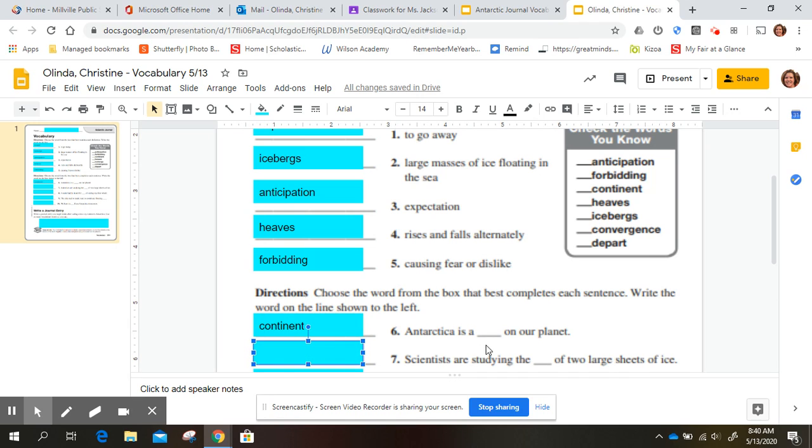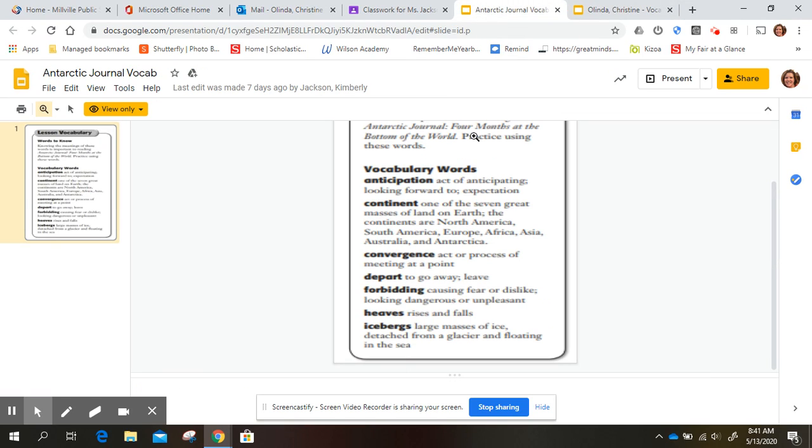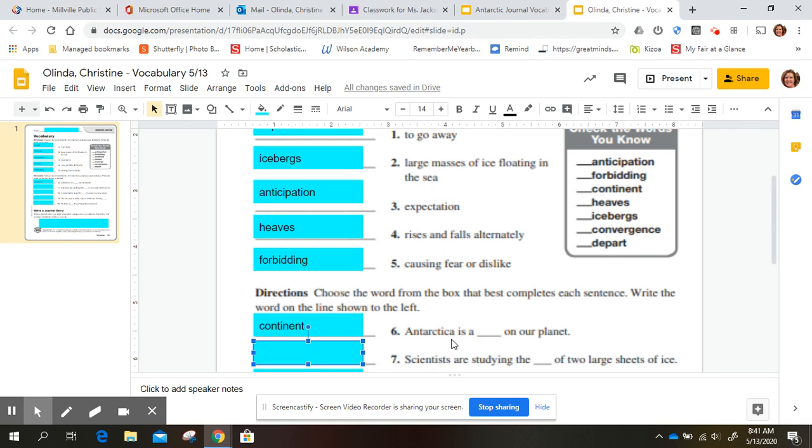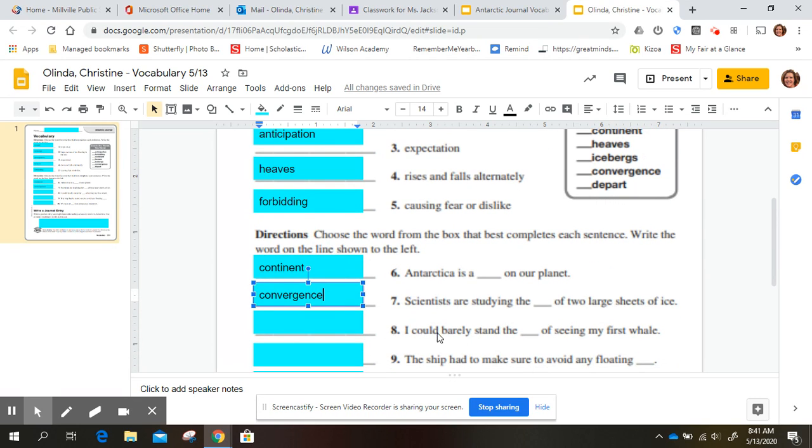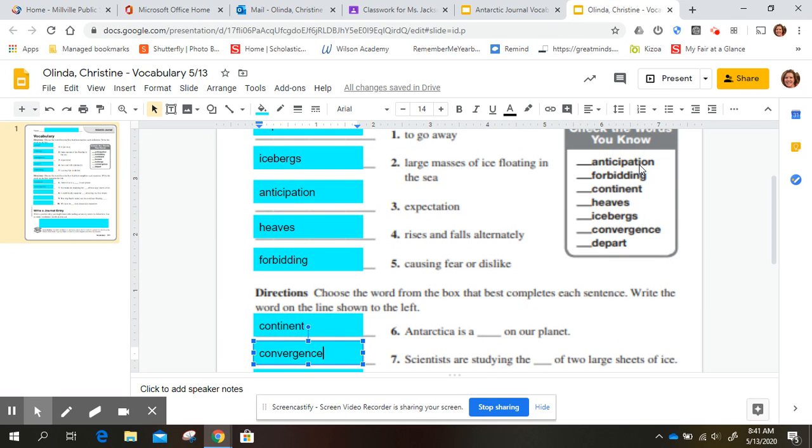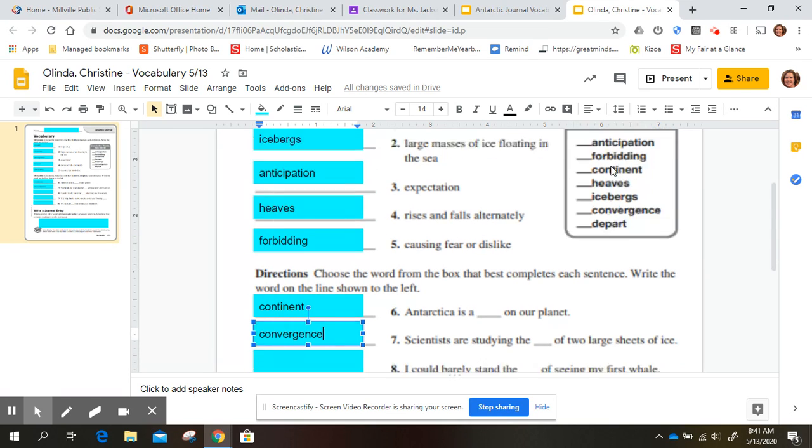Number 7, scientists are studying the blank of 2 large sheets of ice. Well, the only one I haven't really used here is the word convergence. So let's check to see what that means. The act or process of meeting at a point. So scientists are studying 2 large sheets of ice. Yeah, convergence makes the most sense, where 2 blocks of ice are coming together. Number 8, I could barely stand the blank of seeing my first whale. So I think that would be the excitement or your expectation, and that would be anticipation.